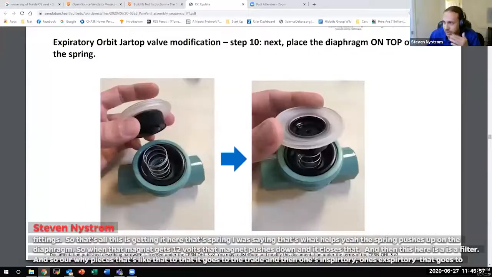That's that spring I was saying, that's what helps. Yeah, the spring pushes up on the diaphragm. So when that magnet gets 12 volts, that magnet pushes down and it closes that.